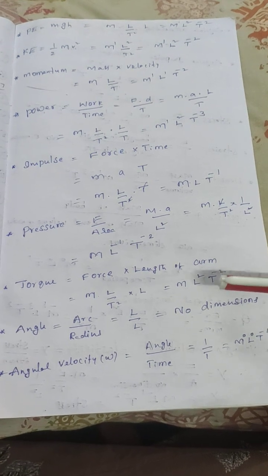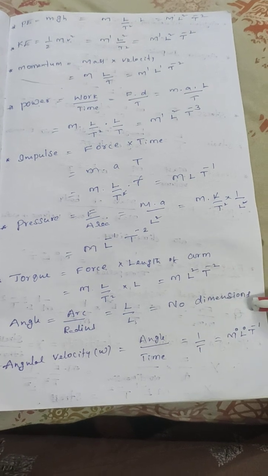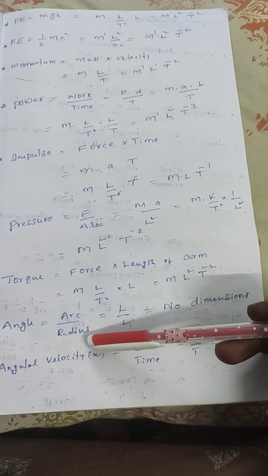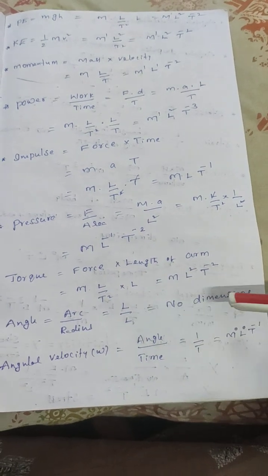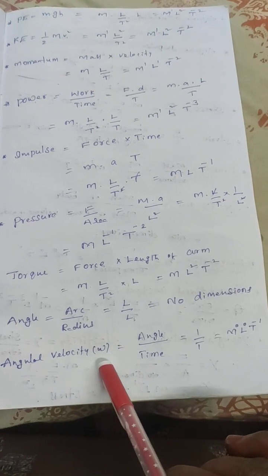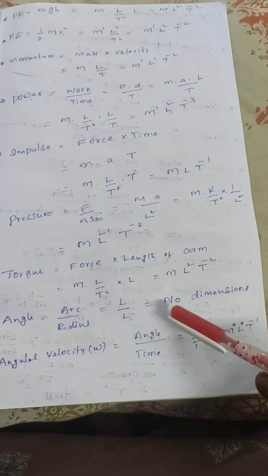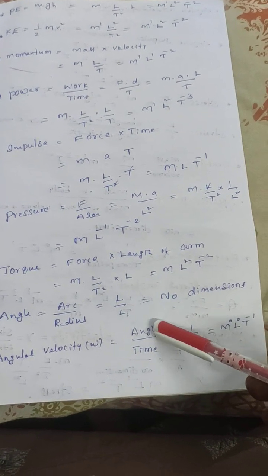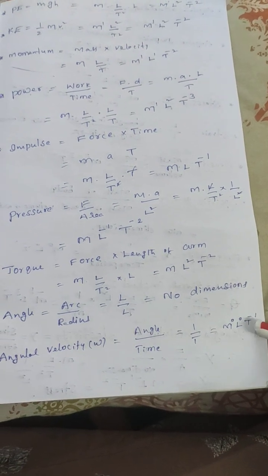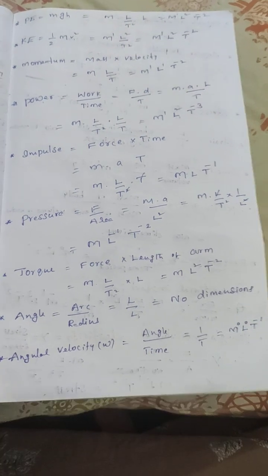Next, angle. Angle, otherwise angular displacement, has no dimensional formula. Why? Because theta is equal to arc by radius. Length by length gets cancelled. No dimensions. Next, angular velocity. We will define it with omega. Angular velocity is angular displacement by time. Angle by time: angle doesn't have any dimensions. Time t. M power 0, L power 0, t power minus 1. Angular velocity has t power minus 1.